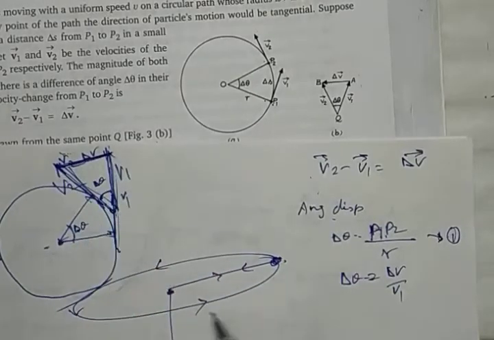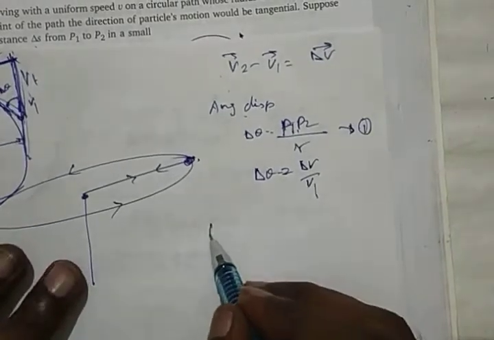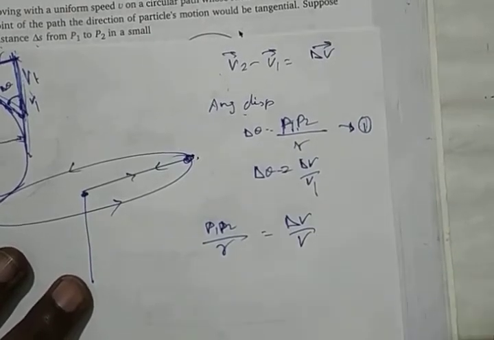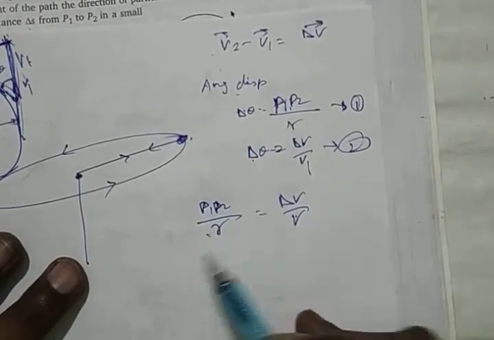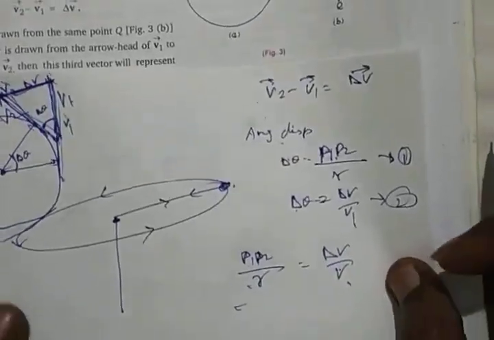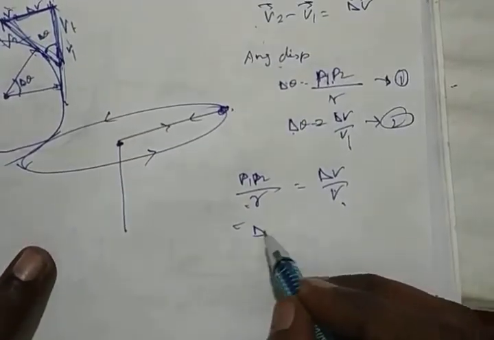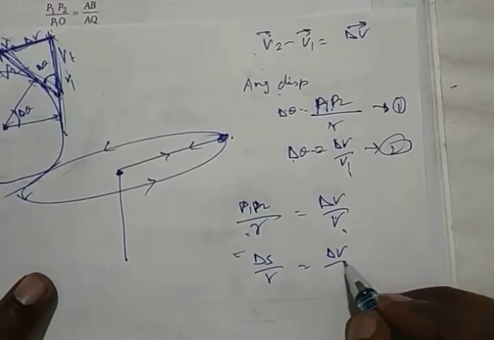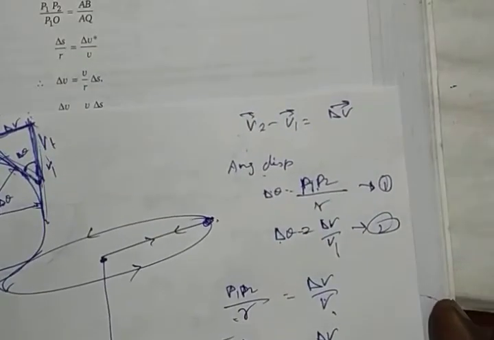So what is the angular displacement here, for this kind of situation of v1 and v2? It is going to be delta v upon v. So p1 p2 upon r is equal to delta v upon v, equating both delta thetas. Once you have equated both of them, this is delta s upon r, and this is delta v upon v. We already know this one.